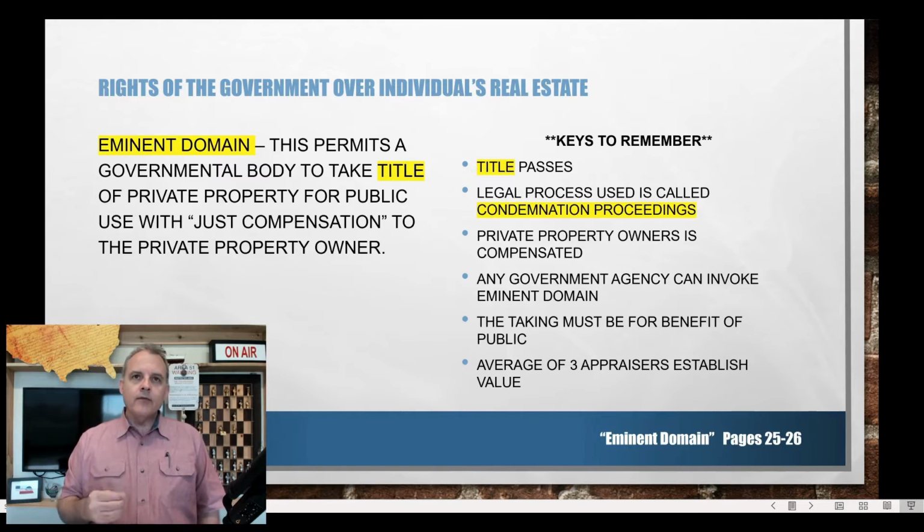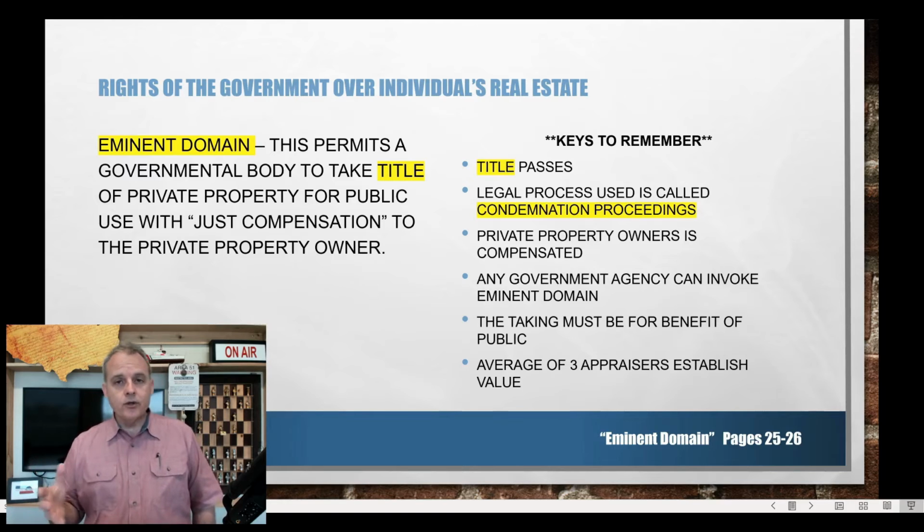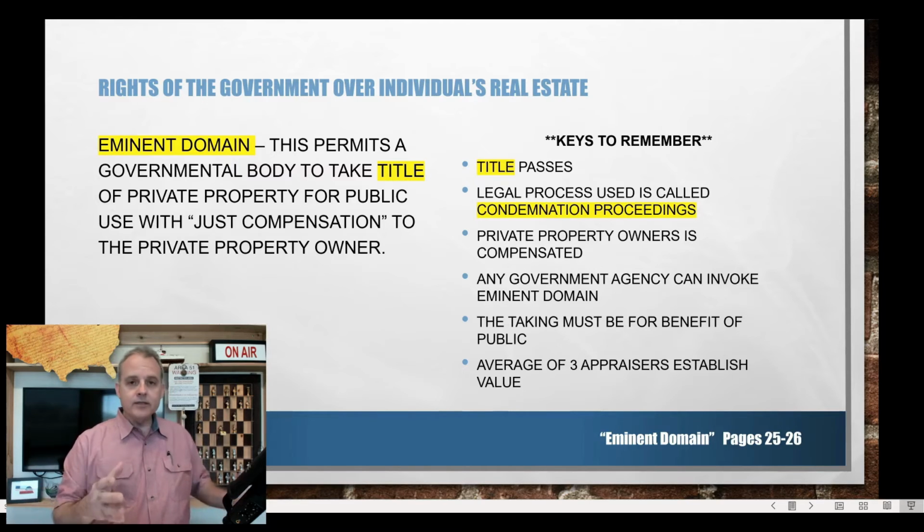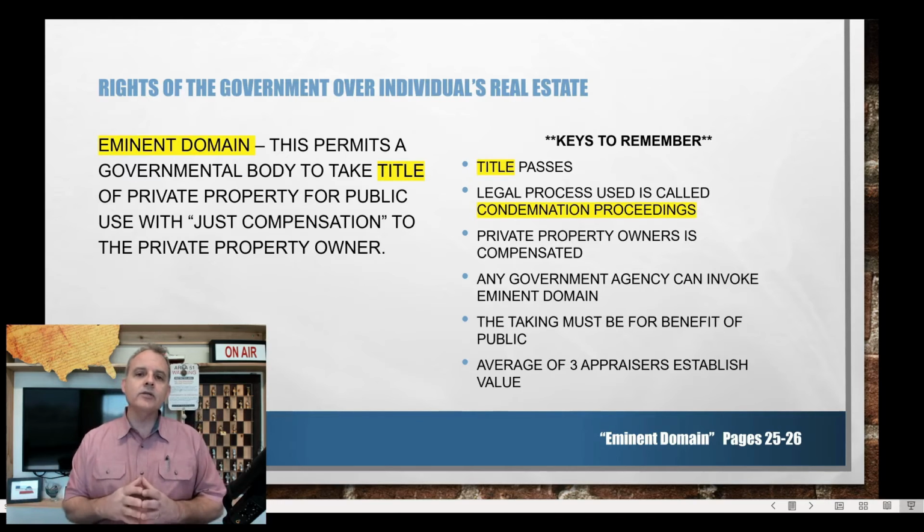Now, every government organization or entity has the power to claim personal property through eminent domain. Whether it's a school district that needs to build a new school, or the federal government that needs to put in a military base or an interstate, or the state, every government agency has the right to take personal property by eminent domain. The key here is, and there are some keys to remember.